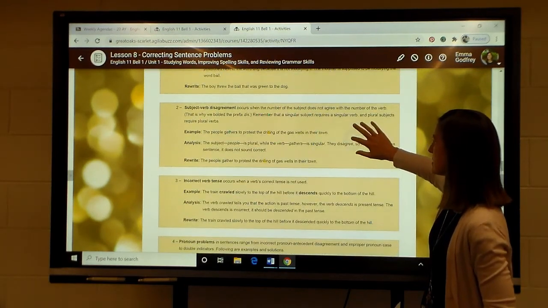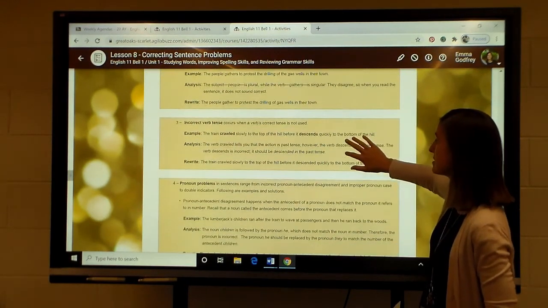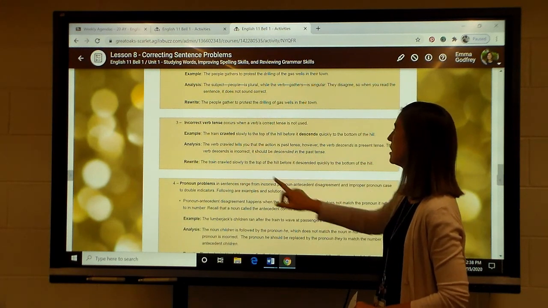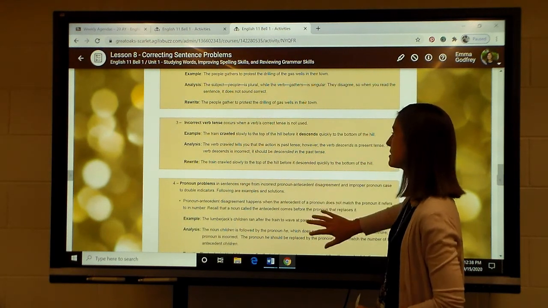Subject-verb disagreements, incorrect verb tense when we're changing the verb tense. So we have past tense here, present tense here. We need to keep those both past tense.